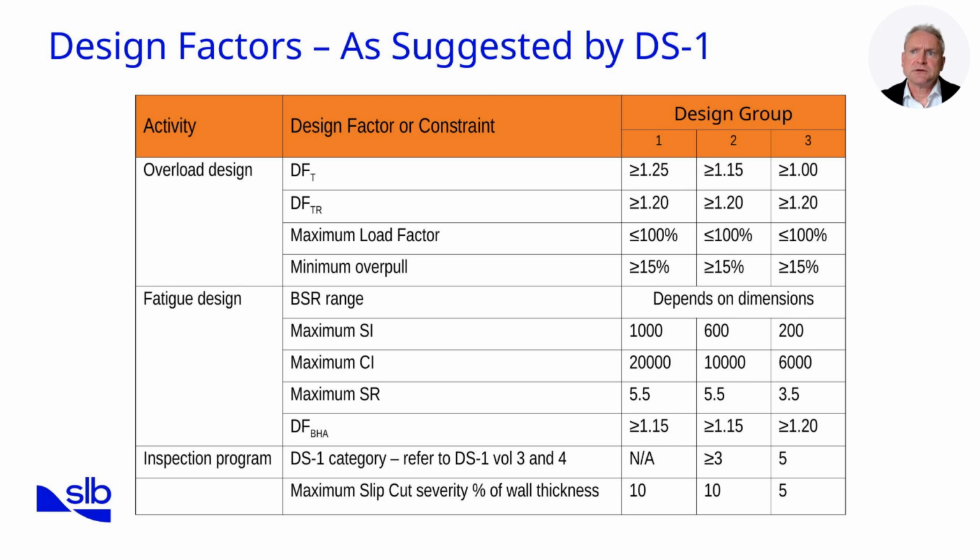Group 2 calls for DS1 Category 3 inspections, while Group 3 requires Category 5. Slip cut severity also becomes stricter, reducing from 10% allowable wall loss to just 5% in the highest category. In summary, this table tells us that DS1 scales design conservatism and inspection rigor depending on risk exposure, balancing safety, cost, and operational realities.